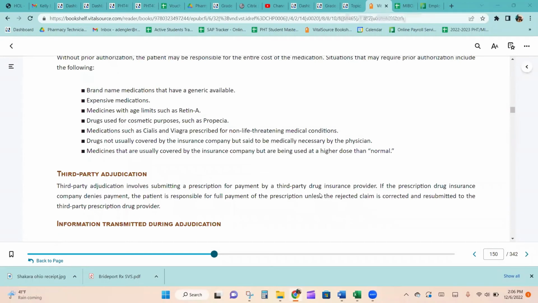Brand name medications where a generic is available, expensive medications, medications with age limits such as Retin-A, drugs used for cosmetic purposes such as Propecia, medications such as Cialis and Viagra prescribed for non-life-threatening medical conditions, drugs not usually covered by the insurance company but said to be medically necessary by the physician, medications that are usually covered by the insurance company but are being used at a higher dose than normal.